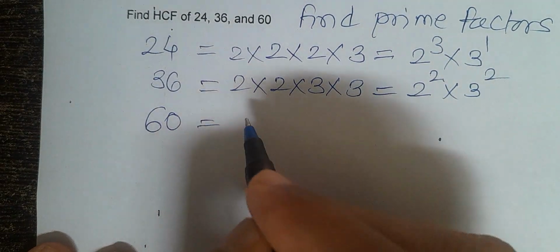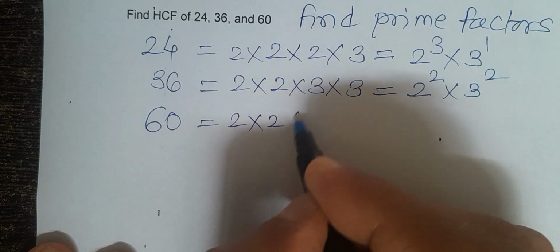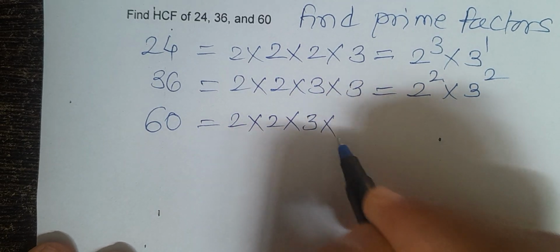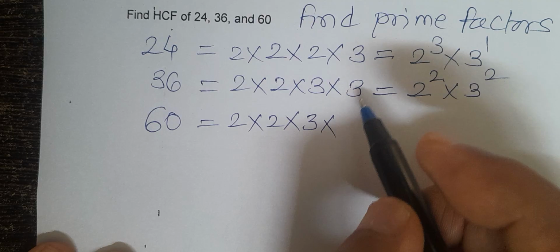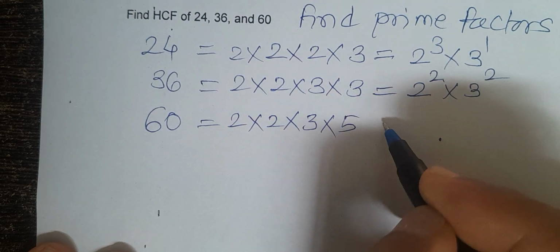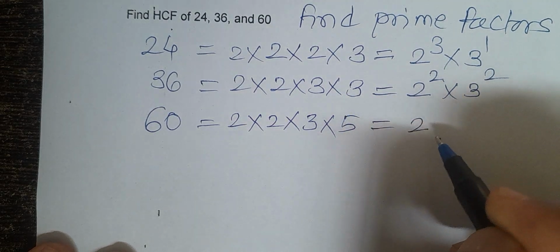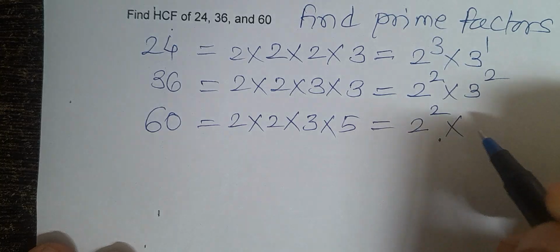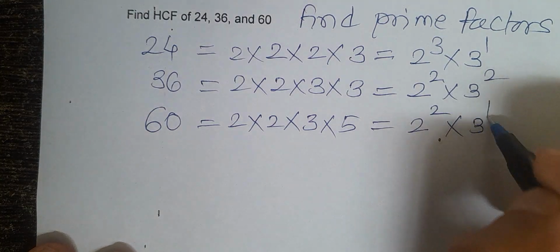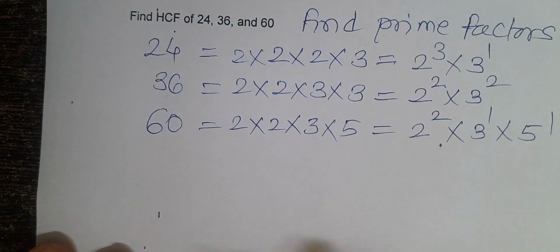Then 60: 2 into 2 is 4, 4 into 3 is 12, 12 into 5 is 60. So 2 raised to power 2, 3 raised to power 1 and 5 raised to power 1.